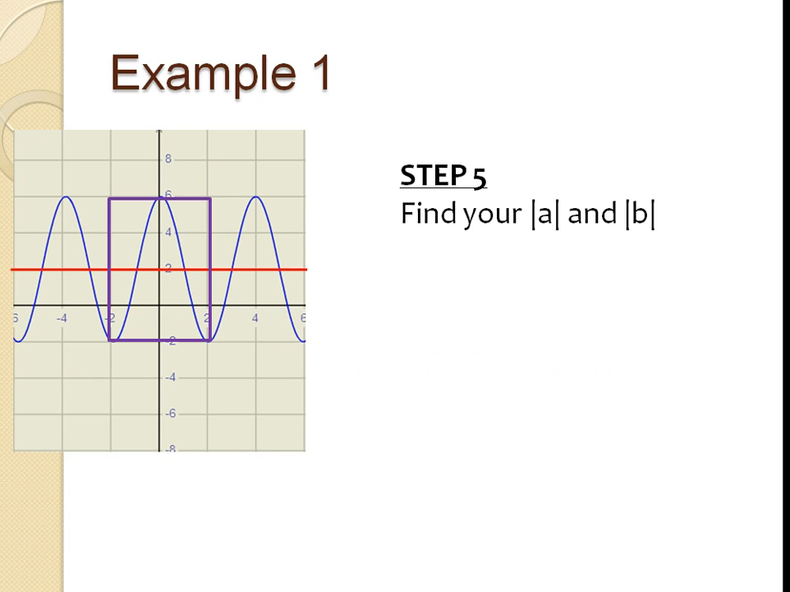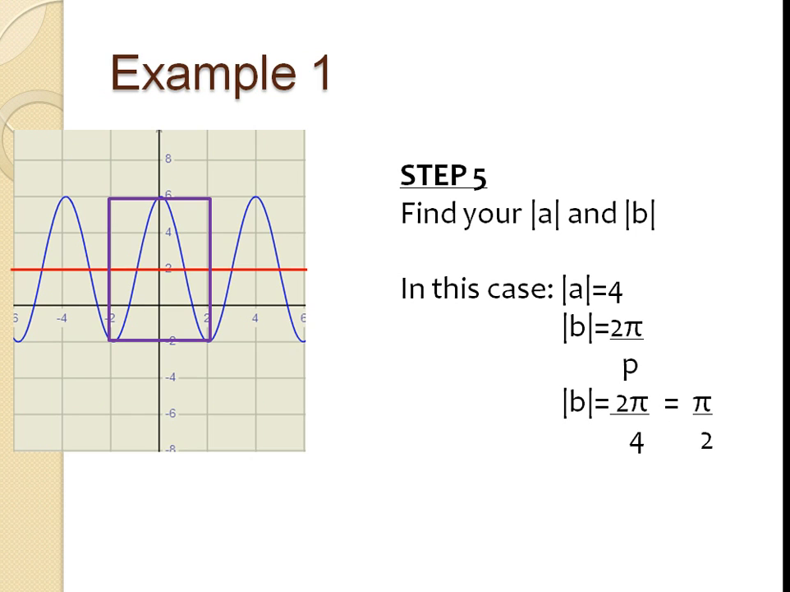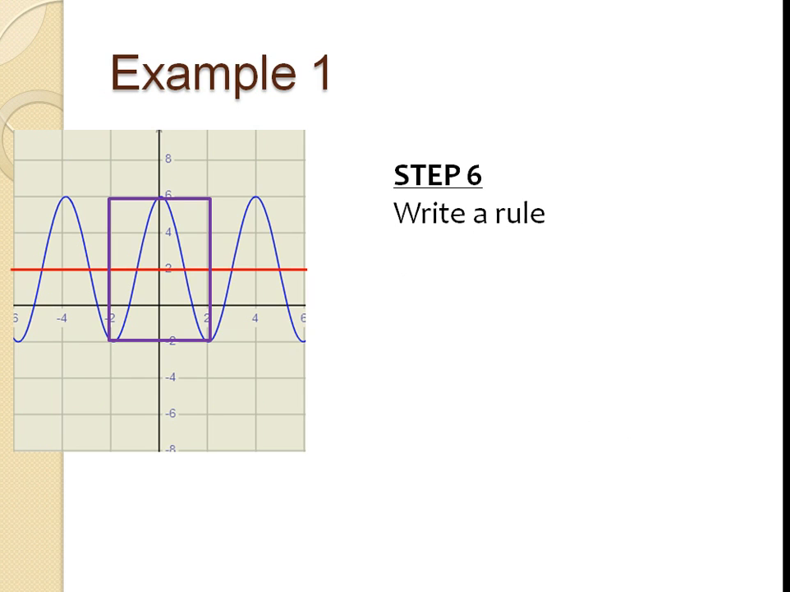Step number 5, find the absolute value of your a and your b parameters. Now, why can't we find the actual values yet? Well, that's because we're going to do that in our last step when we figure out the rule, when we deduce that rule. So the absolute value of a in this case would be 4 because our amplitude is 4. And the absolute value of your b would be 2 pi divided by your period, and your period in this case would be 4. So it would be pi over 2. So once this is done, we're ready to move on to step number 6, which is determining your rule.